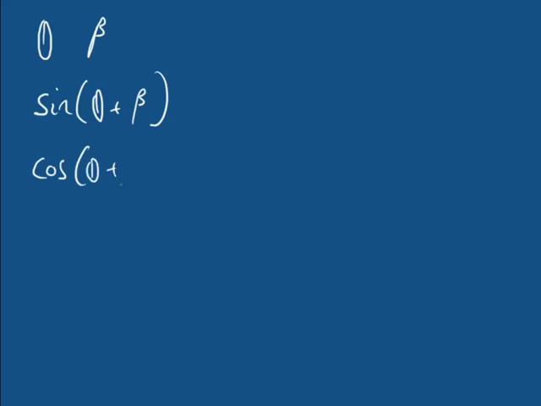So if we had two angles, for example, theta and beta, what we're saying is we're finding the sine of theta plus beta, or the cosine of theta plus beta. Now hopefully it goes without saying that the sine of theta plus beta does not equal the sine of theta plus the sine of beta.